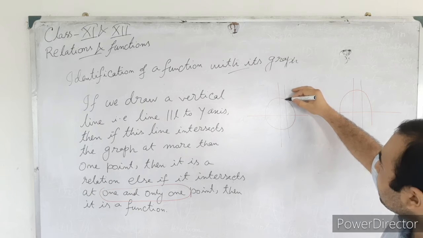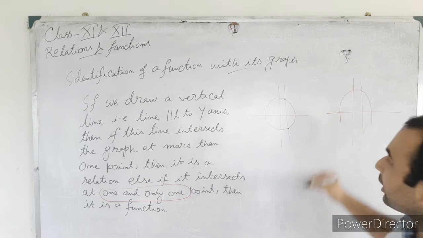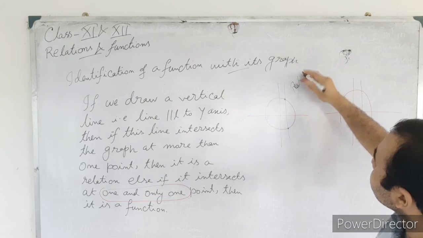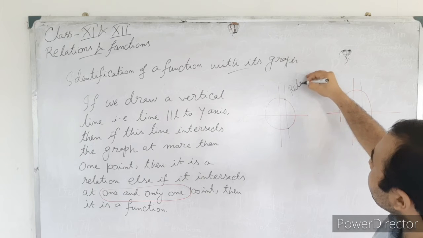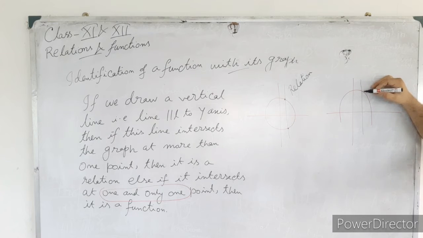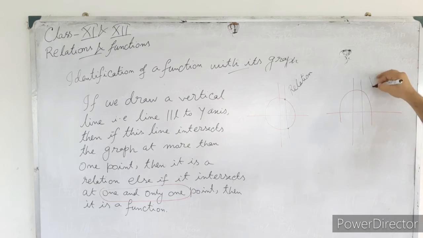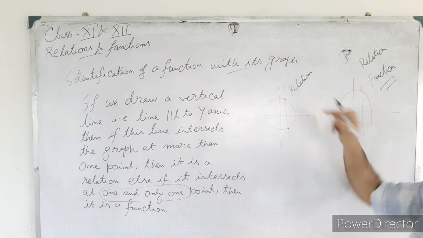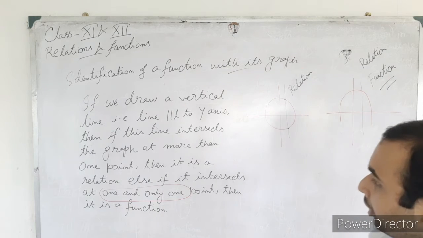See, this black line intersects the circle at 2 points, so it is only a relation. But here this black line intersects the graph of the parabola at only one point, so this can be called a function. This is also a relation, but this one is a relation and also a function, whereas the circle is only a relation, not a function.